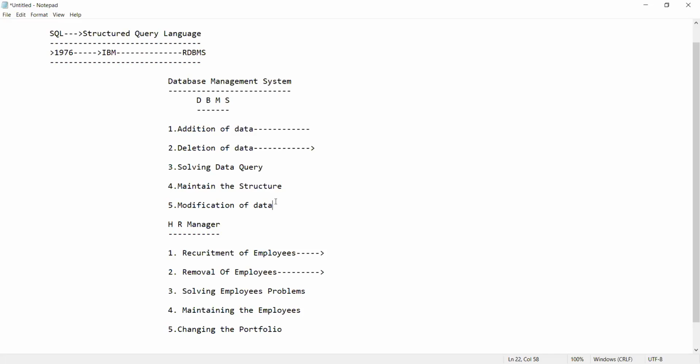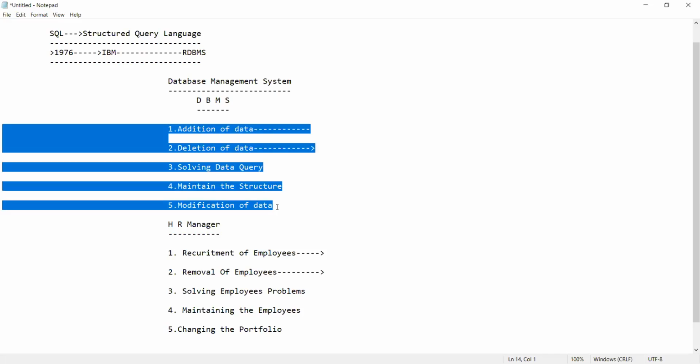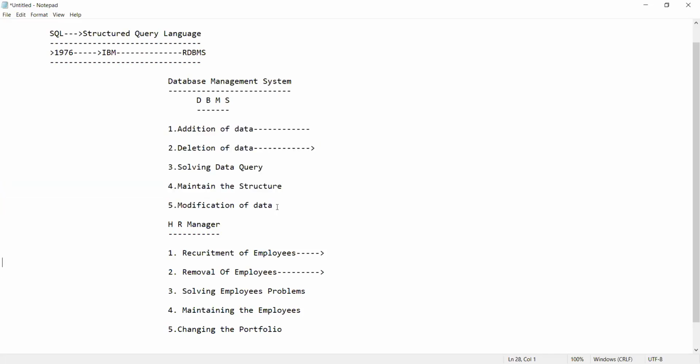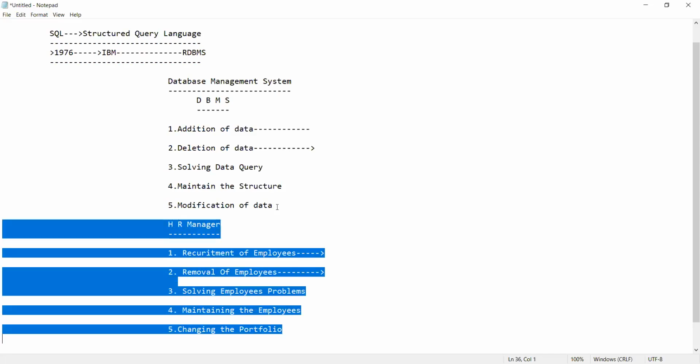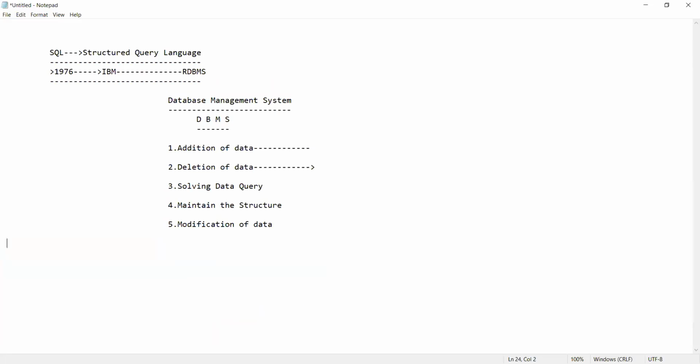So guys, these are the 5 basic tasks done by the database management system. Like the HR manager, the management system does the 5 basic tasks. To do these 5 basic tasks, many authors have developed their own techniques to achieve these 5 tasks.